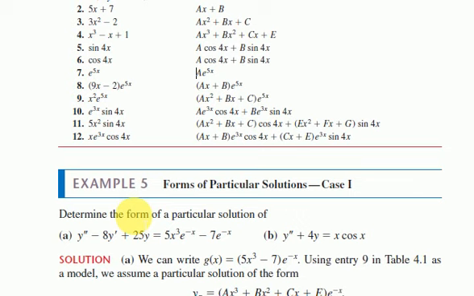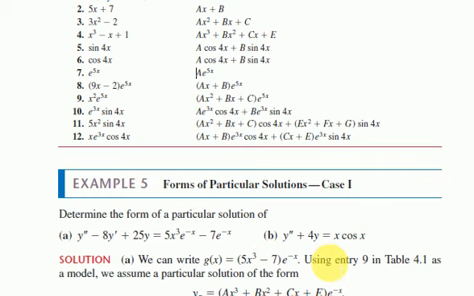What we are assuming in yp is just determining the form of the particular solution: what kind of g of x is given, what kind of yp you will have to assume. So question number 1 is y double dash minus 8y dash plus 25y is equal to 5x cube e raised to power minus x minus 7 e raised to power minus x. For this we can write g of x as minus 5x cube minus 7 into e raised to power minus x. Let's move towards the table.